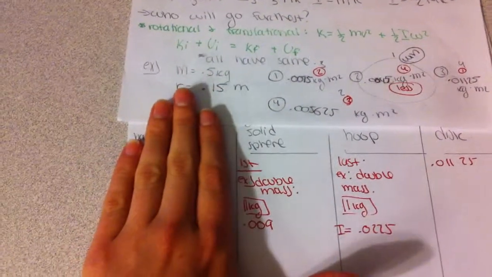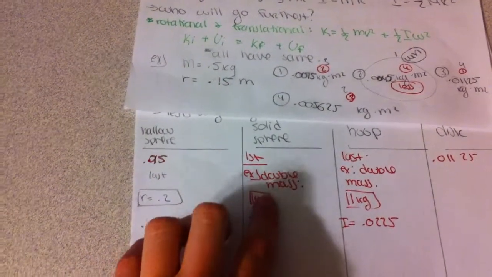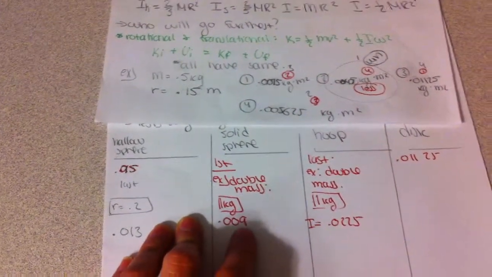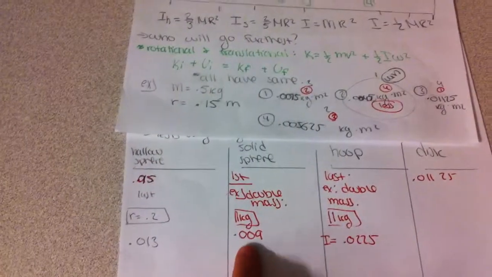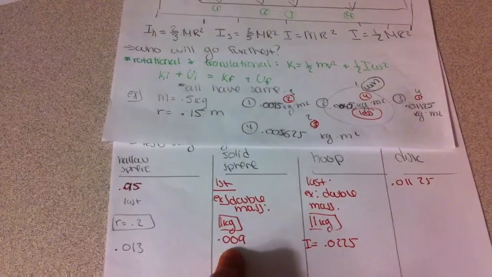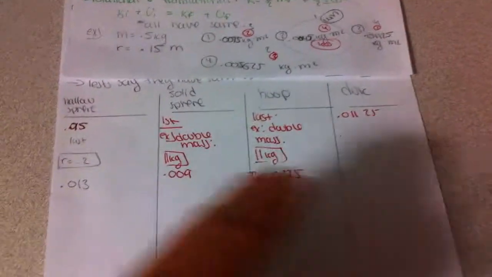Same with each one. If I look only at the solid sphere, if I double the mass, it's going to equal 0.009. In this case, this was our number one, 0.0045 was the least inertia. Now here, it's a lot greater inertia, okay? So this is going to be like the last one. I did that for each one just to prove it.